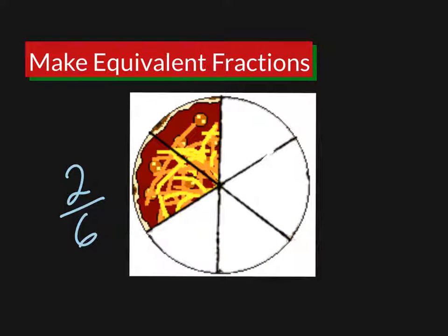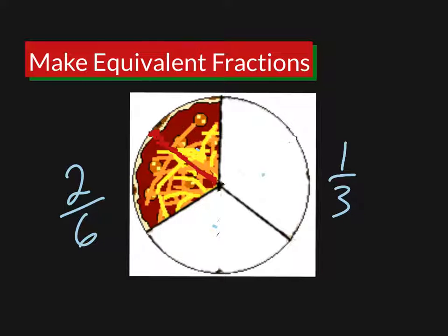But what if, instead of cutting the pizza into more pieces, we cut it into fewer pieces? So now, as you can see, this pizza is going to be cut into 3 pieces instead. So now we have 1 piece left out of 3, 1/3.